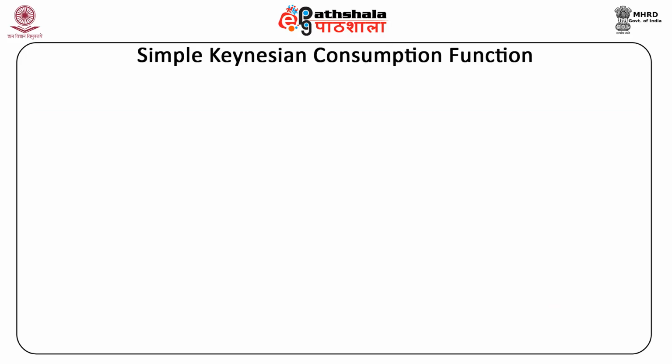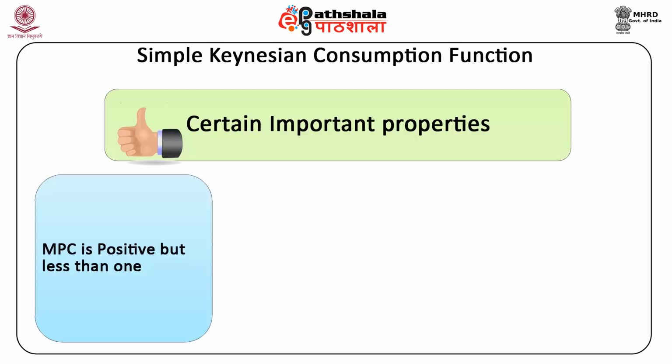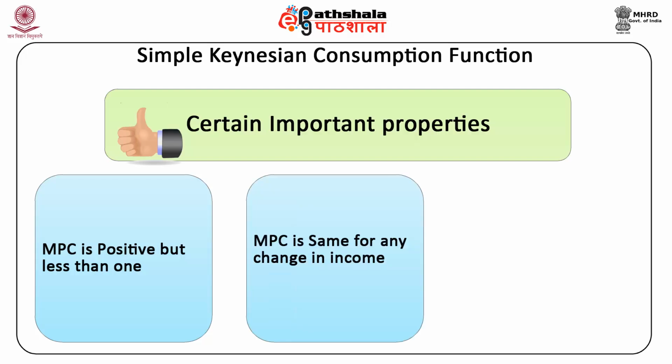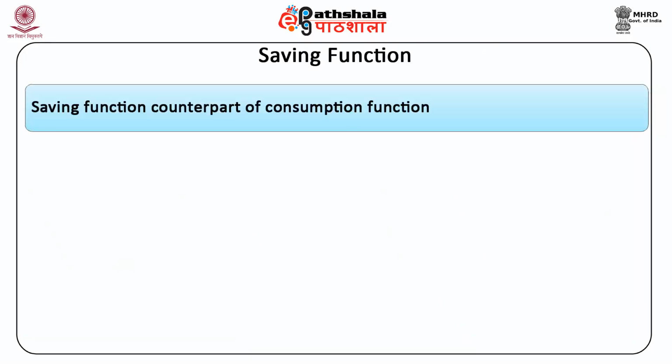The simple Keynesian consumption function exhibits certain important properties that can be summarized as follows. First, the marginal propensity to consume is positive but less than 1. Second, the marginal propensity to consume is the same for any change in income. And third, APC is infinity at a zero level of income and decreases as income increases but is always greater than MPC. The saving function is the counterpart of the consumption function.